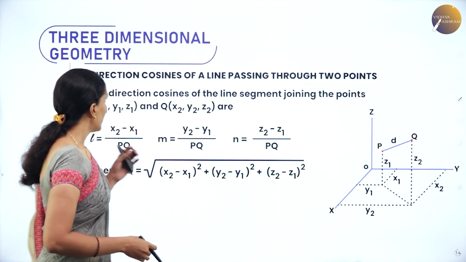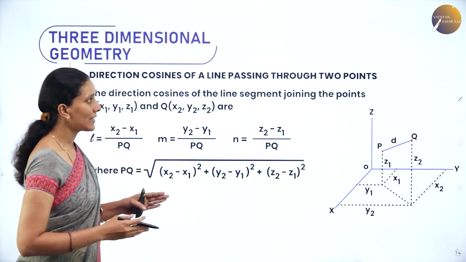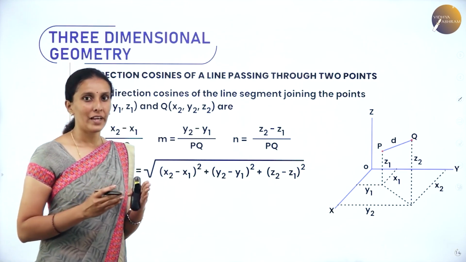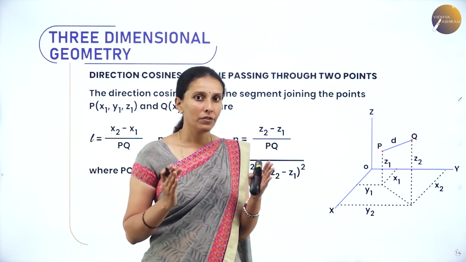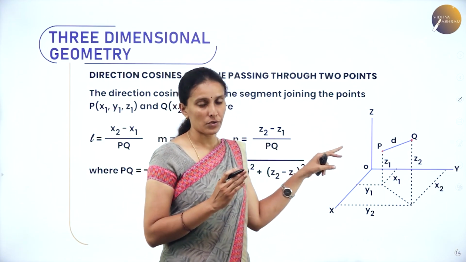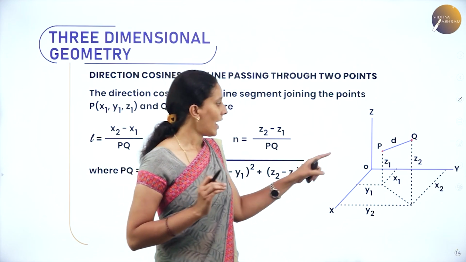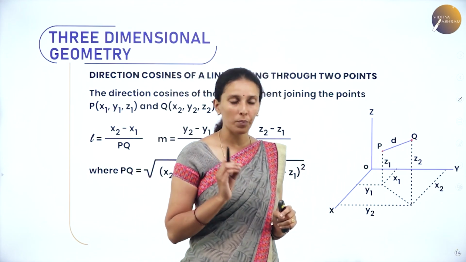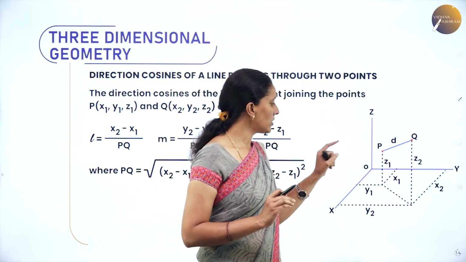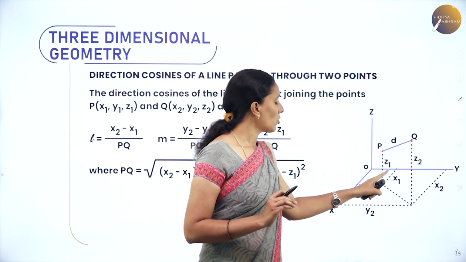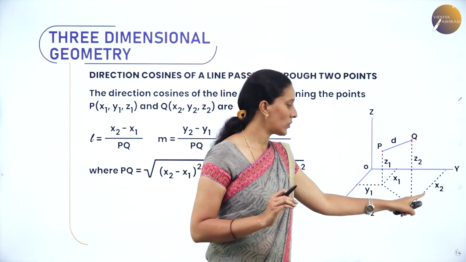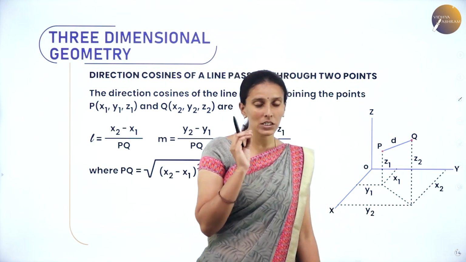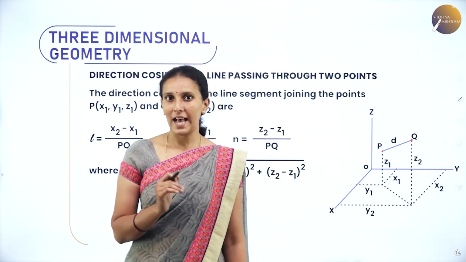Next we have direction cosines of a line passing through 2 points. We have studied the vector joining 2 points. Similarly, we are going to write the direction cosines for the line segment joining the 2 points. Suppose P is a point whose coordinates are x1, y1, z1, and Q is the point whose coordinates are x2, y2, z2, that is the distance from the x, y, z axes.